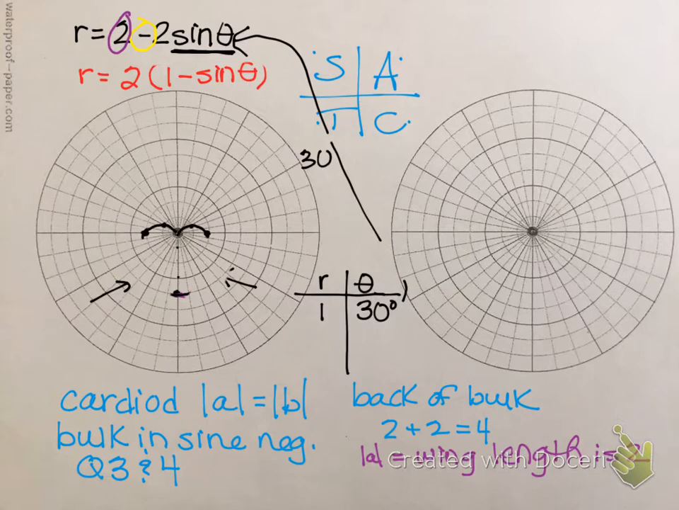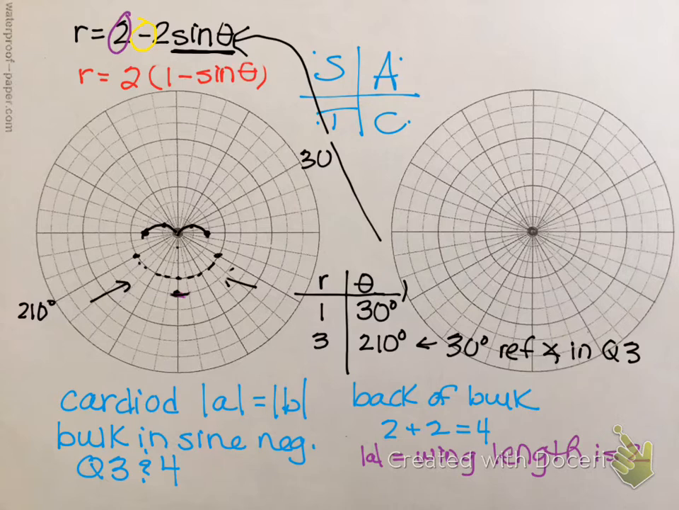I could do the same thing with the bulk by using, for example, 210 degrees. That would be a 30-degree reference angle in quadrant 3. So that would be right here. And when I plug in 210 degrees, I get out 3. So that would give me that point right there. And using symmetry, I just think about going around this way. So that would be right there.